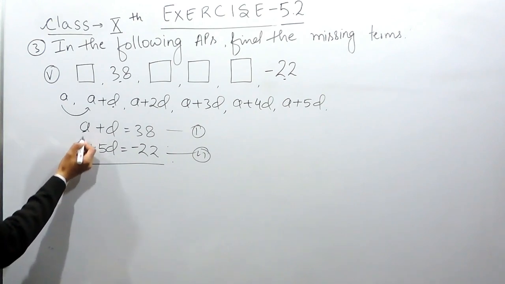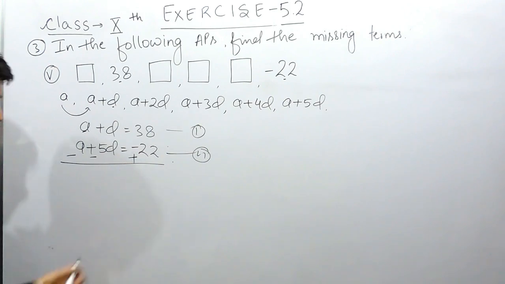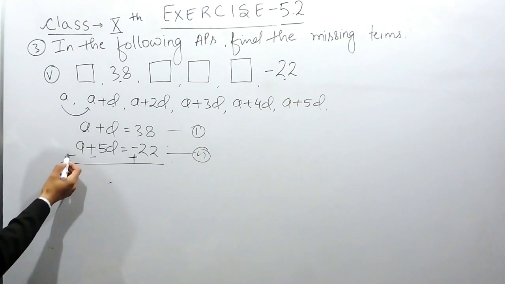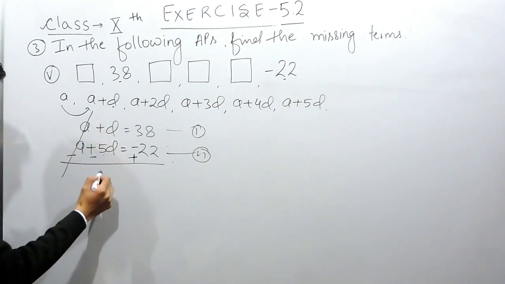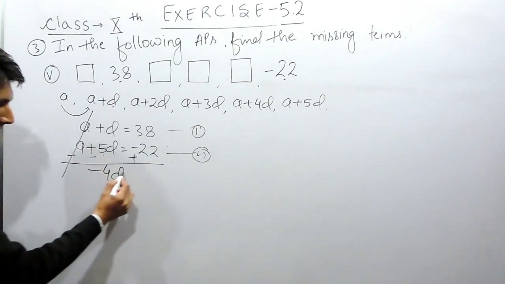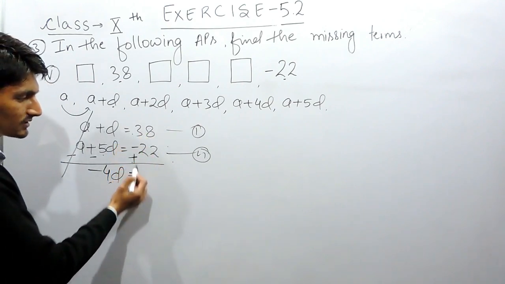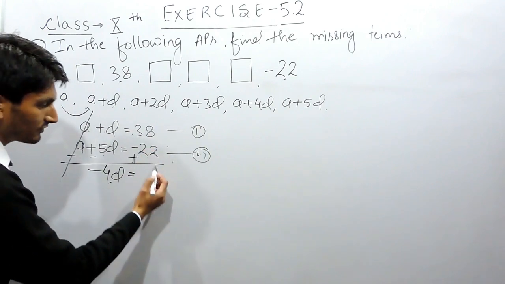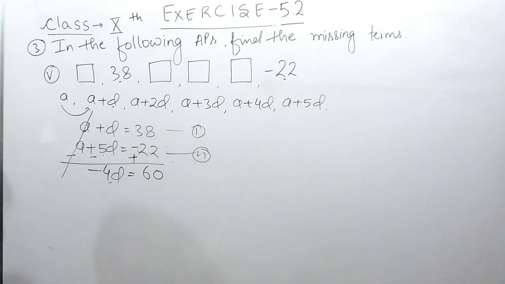So if this equation is subtracted from this, the sign will be changed. Plus will become minus, plus will become minus, and minus will become plus. Plus minus A can be cancelled out. Plus minus is minus. So 5 minus 1 is 4D with negative sign, because greater value has negative sign. And these two can be added because plus plus is plus. Now the sign has changed of 22 to plus. So this will become 0 and this will become 60.